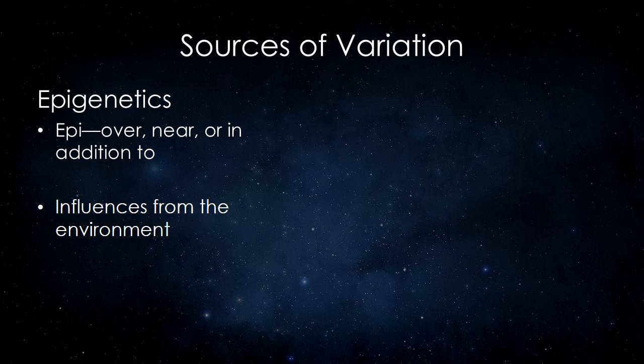Another source of variation is called epigenetics. The prefix epi means over, near, or in addition to. Epigenetic changes come not from actual changes in an organism's genes, but from something in the environment that changes the way the genes are used or expressed.